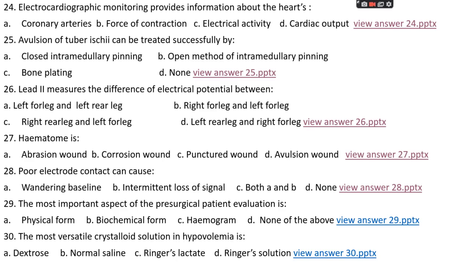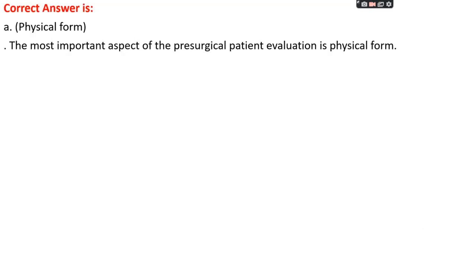Question number 29. The most important aspect of the pre-surgical patient's evaluation is option A, physical exam, option B, biochemical exam, option C, hemogram, or option D, none. The right answer is option A, physical exam. The most important aspect of the pre-surgical patient's evaluation is the physical exam.